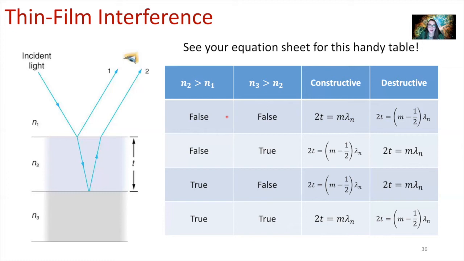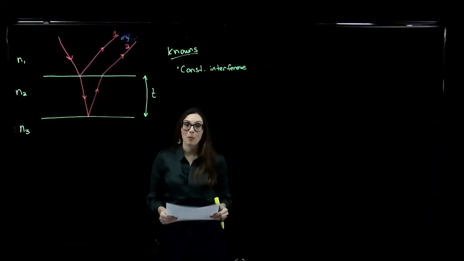So if you have a problem where N2 is greater than N1 is true, and N3 is greater than N2 is true, you look for the row where both of those conditions are true. And then you come over here and it tells us exactly the equation we're going to use for constructive or destructive interference. This is way better than what I had to do when I was taking physics, where I had to memorize the orders of the index of refraction for constructive and destructive interference, so to shift by pi over 2, blah, blah, blah. At least I'm giving you this table here. So if you can understand how to use the table, you can understand which equation we use for constructive or destructive interference.